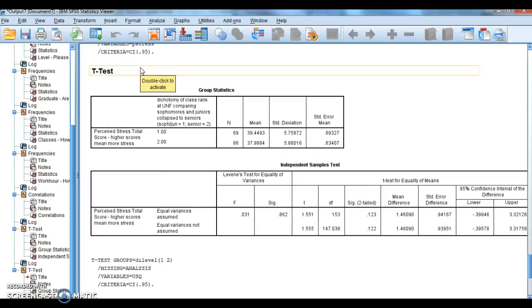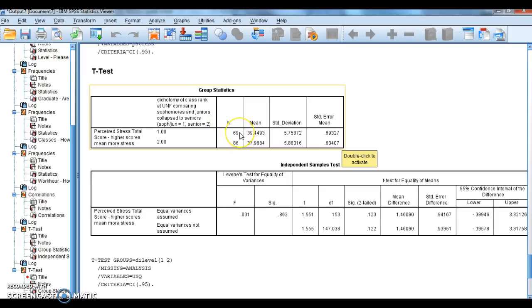So that means one of your variables has to be a dichotomous variable, a variable that you can split into two. I ran some syntax to collapse sophomores and juniors together to compare them to seniors, so that we have two groups: seniors compared to younger individuals. Now, to walk you through what all this means, your N is how many are in each group.